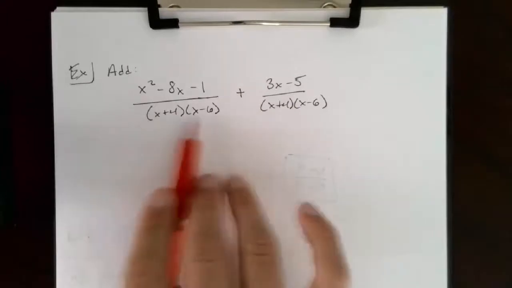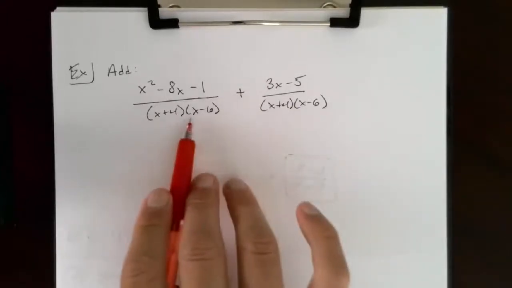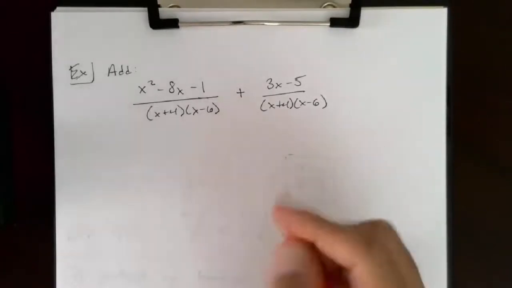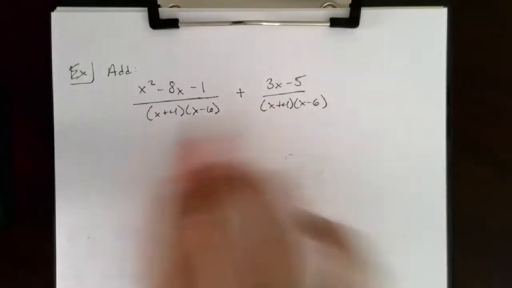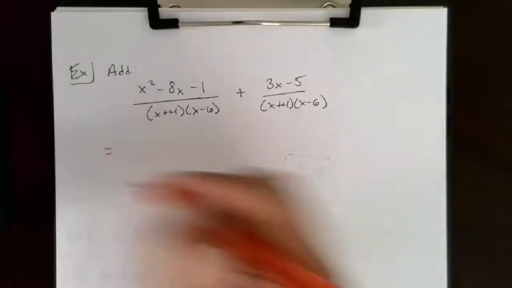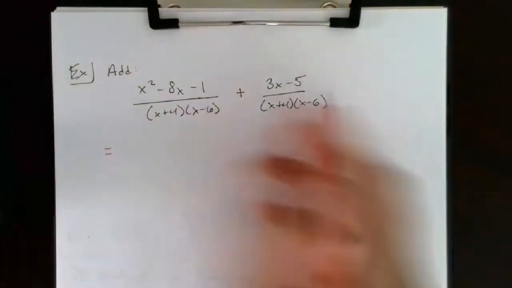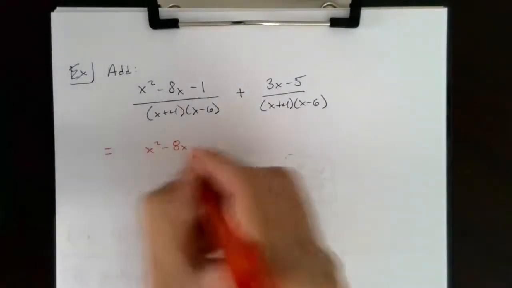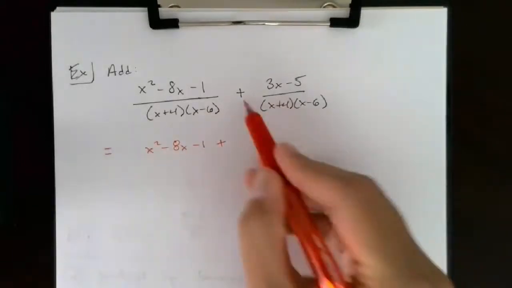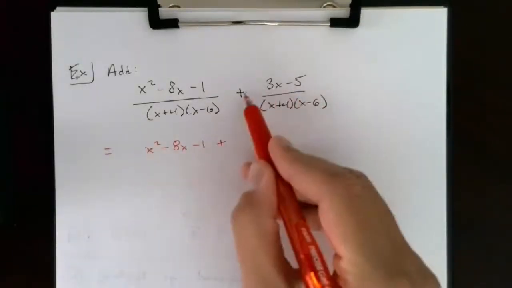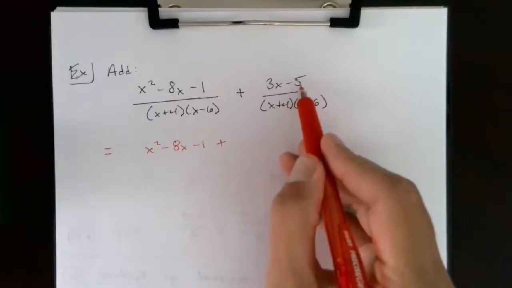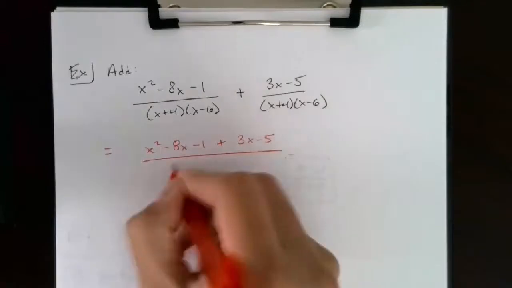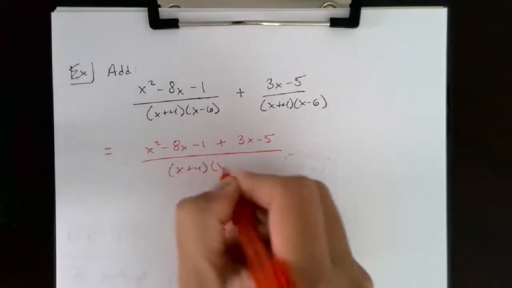Don't FOIL through this, so you distribute through and then come up with an expression that is a polynomial, because then you'd have to undo that later on maybe. So we have a common denominator for both of the fractions. So now remember how you add. You add straight through the numerator. So we would have x squared minus 8x minus 1 plus, now because this is addition, I'm adding the 3x minus 5. It's really a positive 1 times each of these, but they'll stay the same. So it'll be plus 3x minus 5, just written like that, all over x plus 4 times x minus 6.